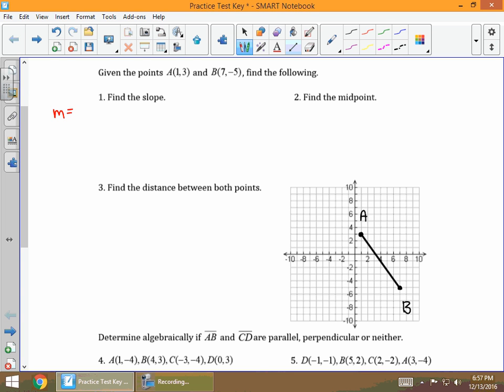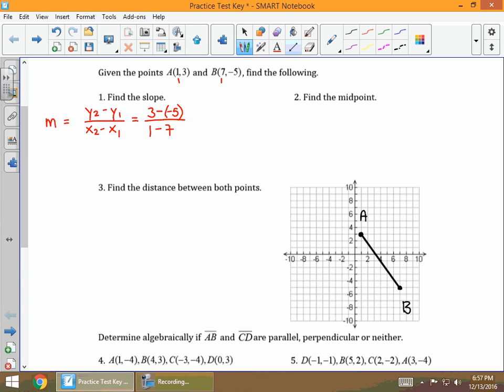is equal to the change in y, so y2 minus y1, over the change in x, which is x2 minus x1. And again, it does not matter which point you're calling point 2 and which one you're calling point 1. I like to work left to right. So this is m, slope. My y value here is 3 for the first point and -5 for the second point. So I have 3 minus -5. And on the bottom, I have an x value of 1 minus the x value of 7.